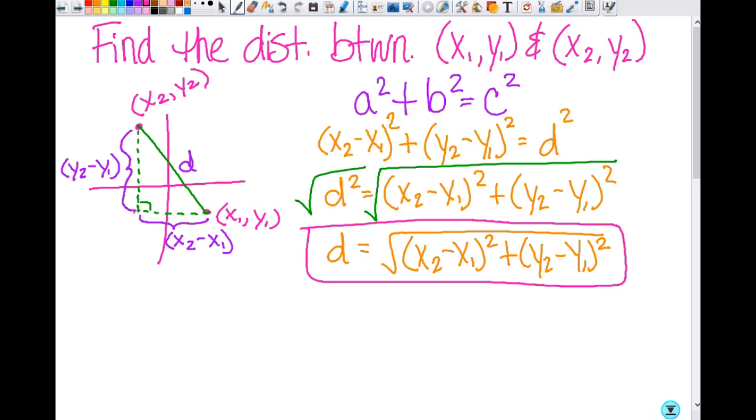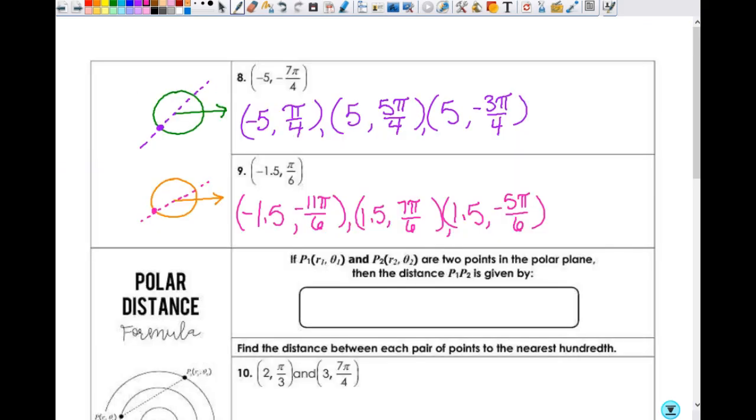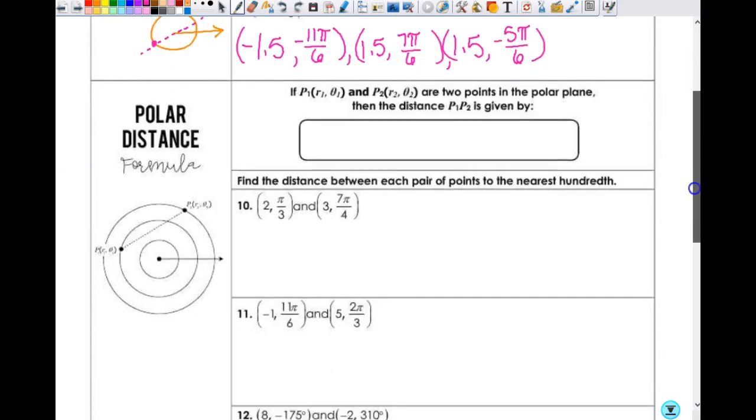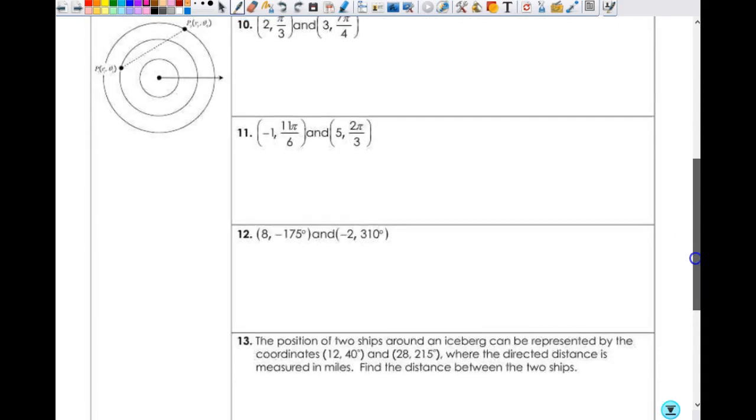Well, on the polar coordinate system, you don't get to use the Pythagorean theorem. That doesn't work. But it is tied to the law of cosines. So find the law of cosines. I believe it's on page 99 in your ISN. Find that.